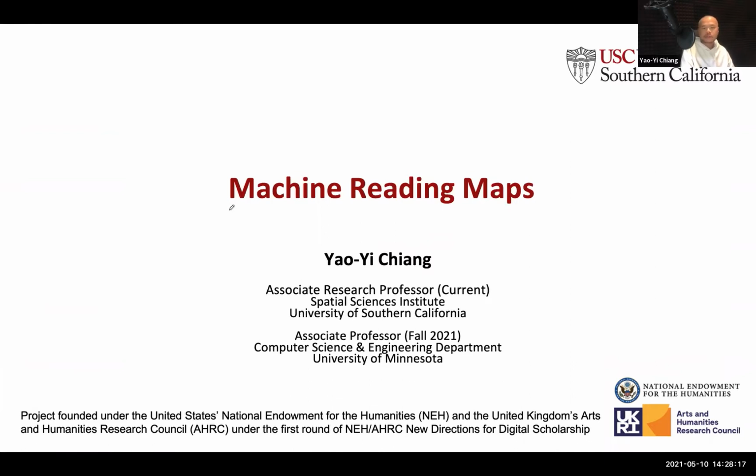All right. So today I'm going to present our project called Machine Reading Maps. I am an associate professor at the USC Spatial Sciences Institute, University of Southern California. I'm moving to the University of Minnesota, the Computer Science and Engineering Department in the fall. And this project is sponsored by, in the US, the National Endowment for the Humanities. In the UK, that's the Arts and Humanities Research Council.